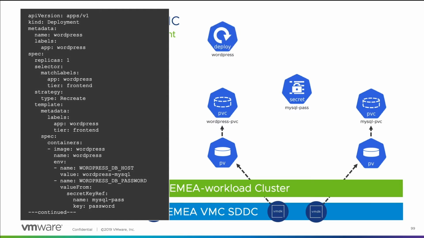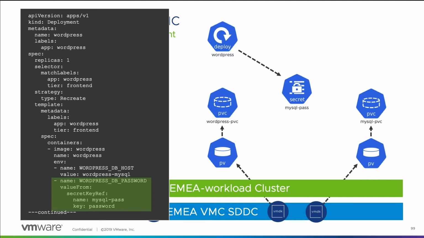We're also going to need to define the secret that we created earlier as an environment variable in our deployment. If you have a look at the highlighted text in the deployment file, we have an environment variable, WORDPRESS_DB_PASSWORD, and we're going to get that value from our MySQL password.